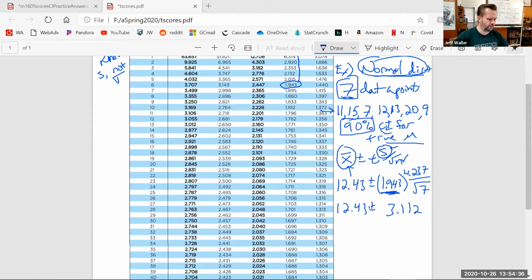So now I can write down, here's my interval, 9.32 up to 15.54. I can make the same decimal places as that.